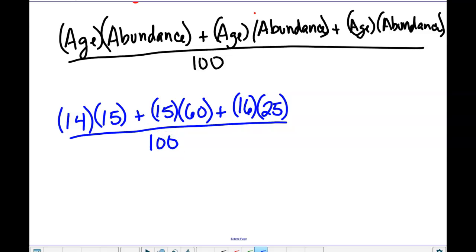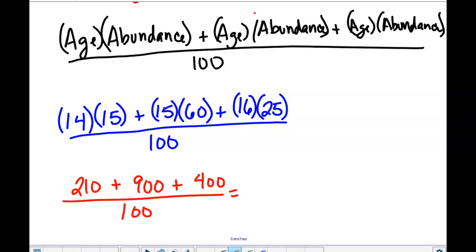Now let's think about this. Our average of 14, 15, and 16-year-olds should give us a value within the range. So our average must come out somewhere between 14 and 16. And which value is it going to be closest to? 14, 15, or 16? So go ahead and solve for the average.